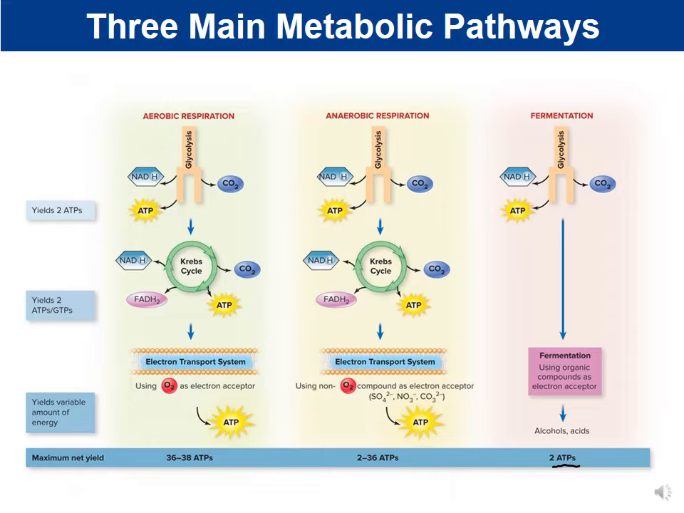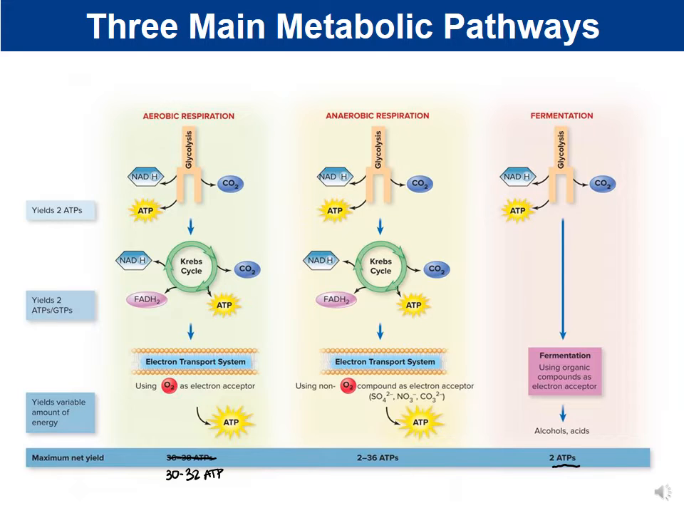This diagram here shows 36 to 38 with aerobic respiration. I'm going to cross that out. More recent studies, which actually has been done for a while, but textbooks have not updated this, suggest that it's actually 30 to 32 ATP. So not the amount that's written in this diagram, not 36 to 38, it's actually 30 to 32.